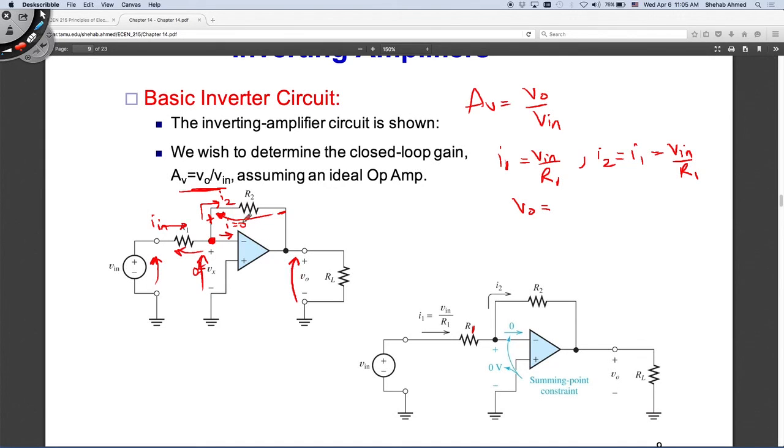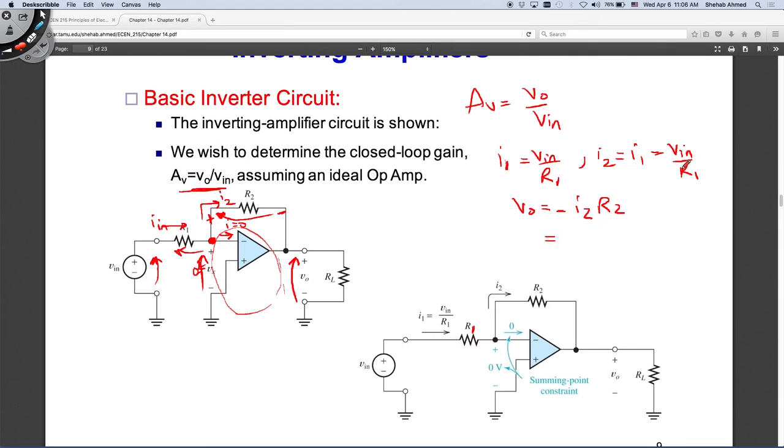This is one loop here, right? I can use this loop here, right? This is one loop, so V output plus this voltage plus 0 is equal to 0, right? Or minus voltage is also 0 is equal to 0. What does this mean? It means that V output is equal to minus this voltage. This voltage is what? Is I2 times R2.